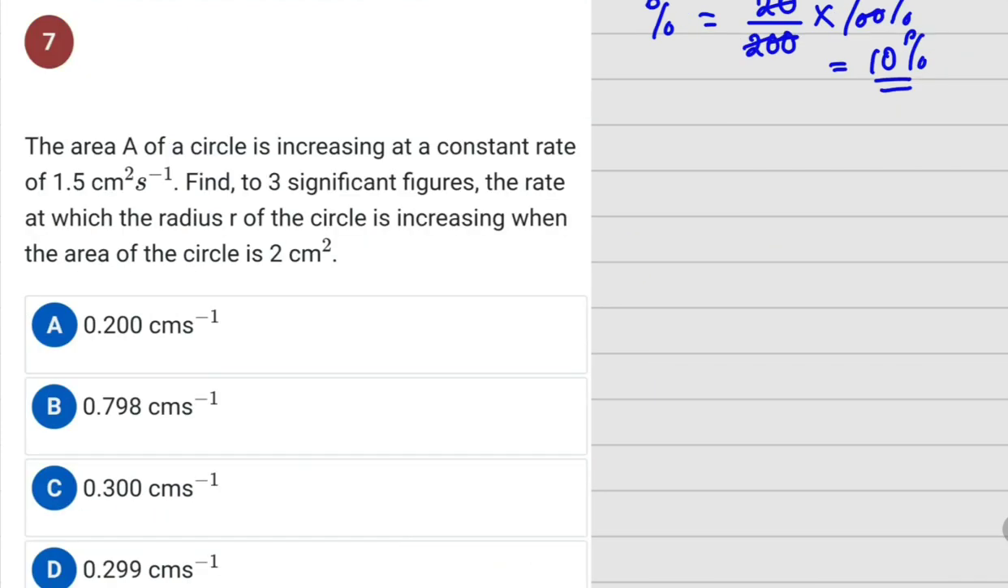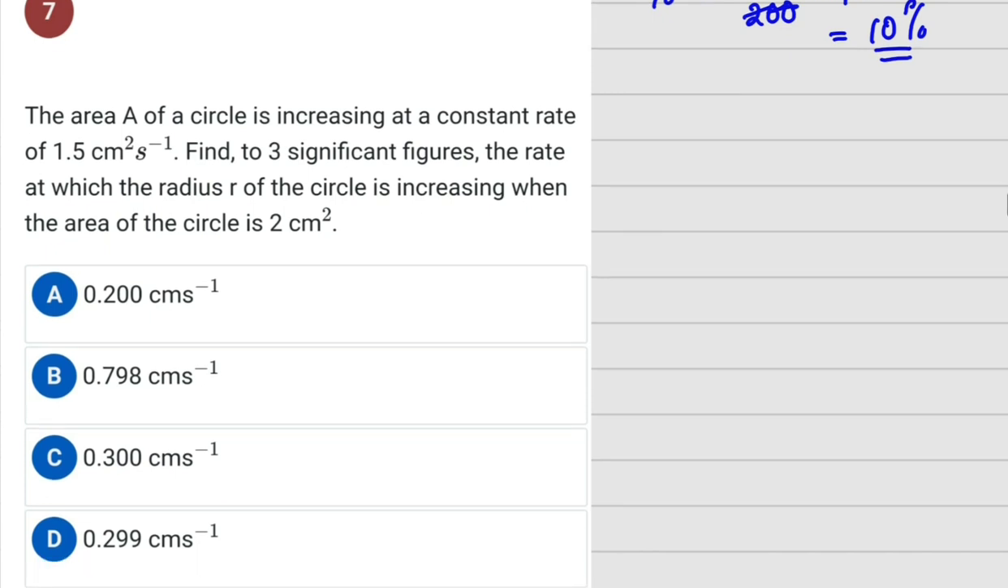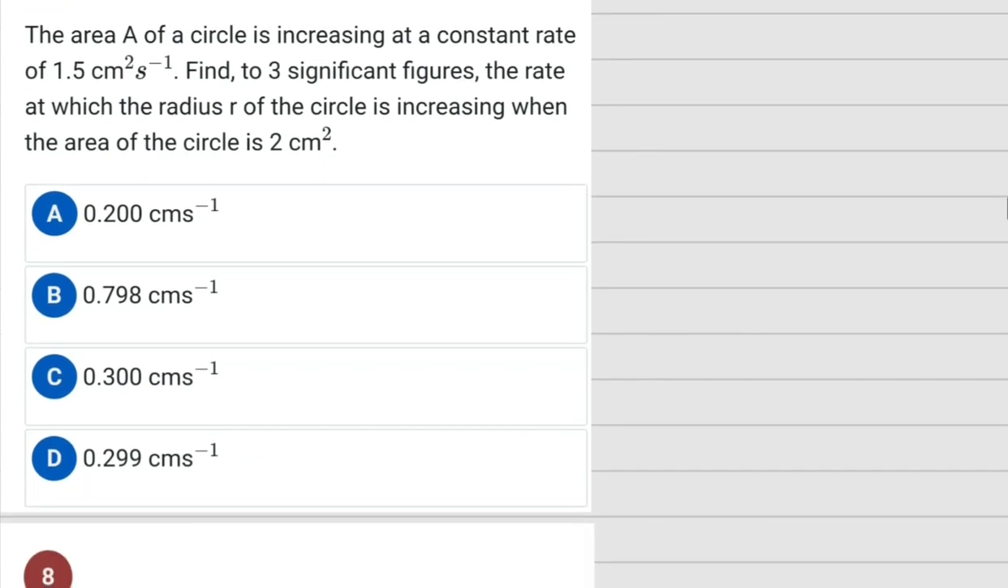Now, question 7 is actually an application of differential calculus, all right? So just pay attention. It's going to be very simple. Now, the question says an area of an article is increasing at a constant rate of this. So what we are given in this case is the rate of increase in area. So it's going to be dA by dt. We are given dA by dt to be equals to 1.5 centimeters squared per second. Now, we are told that we should find to three significant figures the rate at which the radius of the circle is increasing. So we are looking for dr by dt. We don't know this.